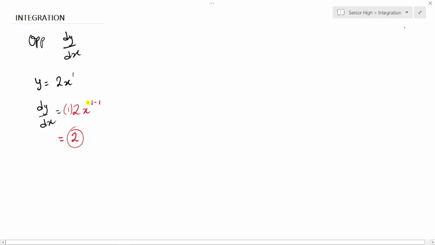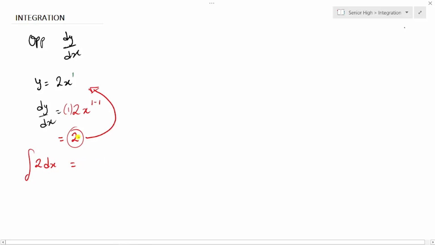Now in integration we will take this differentiated value back to the integrated value, back to the original value. Let me show it's been integrated. So in integration, we'll have the integral of 2 with respect to x. That's how we say the integral of 2 dx is actually equal to what?